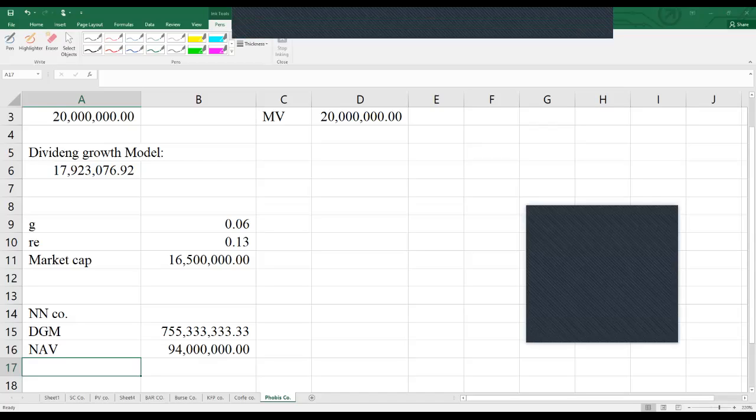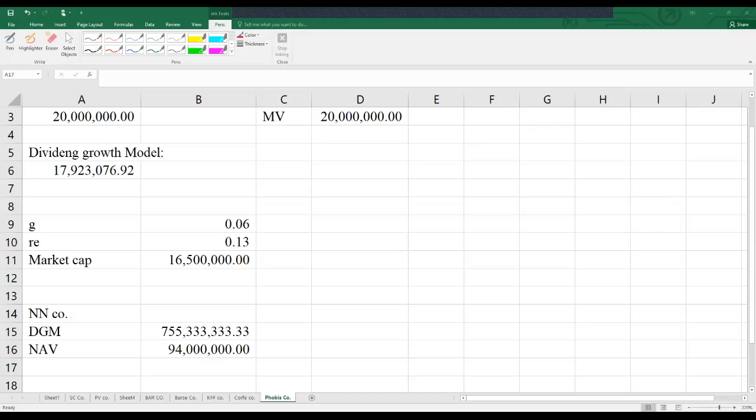Yes, Akina, why do you have such a big difference between the two methods? Yes, that's the limitation of the methods. Don't forget, as we said, the NAV is the minimum value of the company. If the company was to be disposed of, what's the minimum value they can fetch? 94 million. Don't forget, the methods are going to give you very different answers for sure.